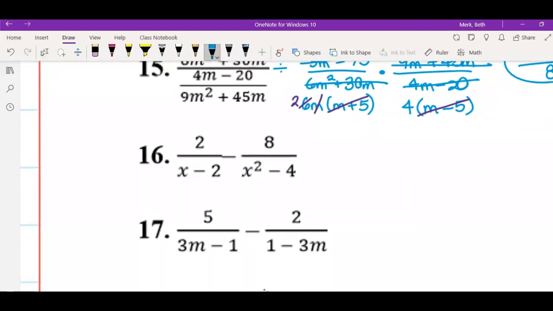Number 16. We have to subtract, which means we first have to have common denominators. This denominator is really x minus 2 times x plus 2. This denominator already has the one factor, it just needs the other factor. So I'll give it to the first denominator, but if I do that, I have to also do that to the numerator.